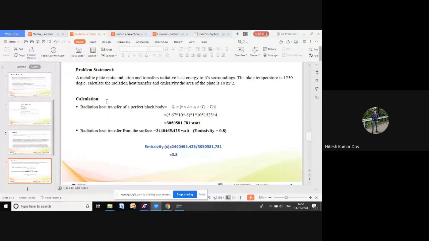Next, we'll see our problem statement. In this case study, we are going to calculate the emissive power. Here, a metallic plate emits radiation and transfers radiative heat energy to the surroundings. The plate temperature is the same, 1250 degrees Celsius, same as the first case study. Here we'll calculate the radiation heat transfer and emissivity, and the area of the plate we are using is 10 meters square. This is the calculation which we have performed.